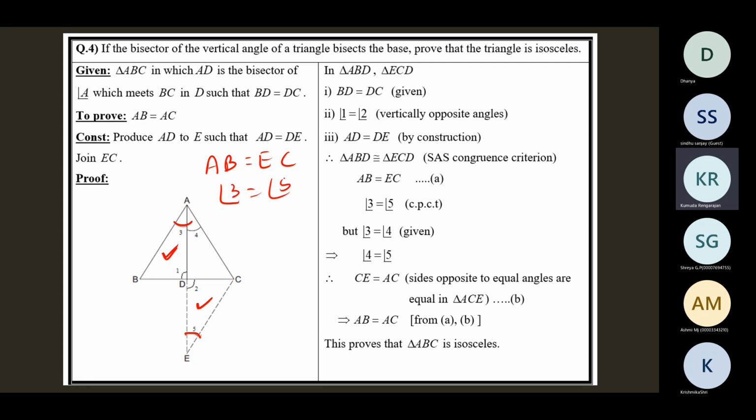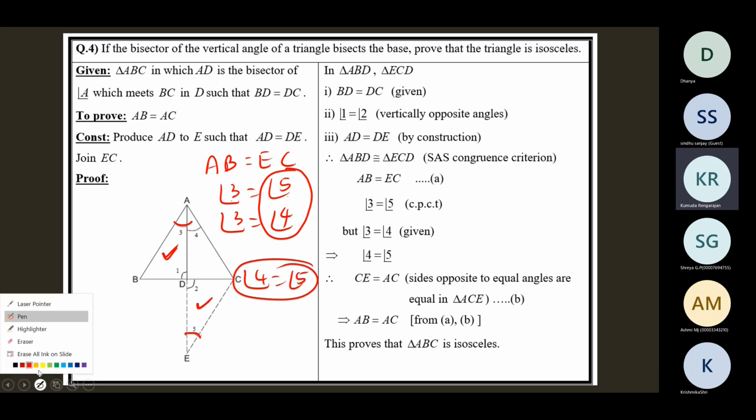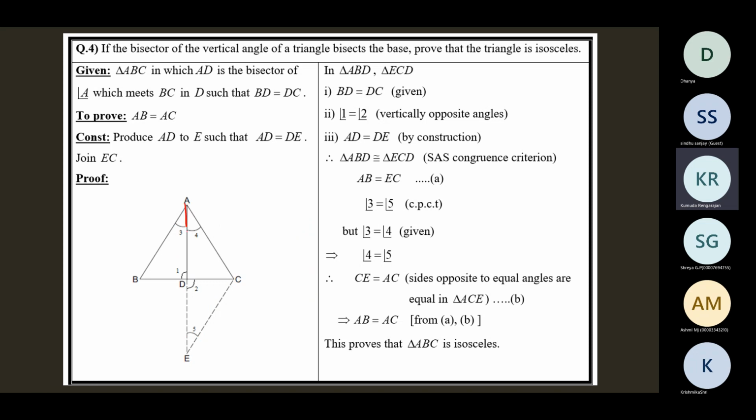Now we'll use this information. 3 is equal to 5, but 3 is equal to 4, given. Comparing these two, you have angle 4 is equal to angle 5. Now we'll use this information. Where are angles 4 and 5? 4 and 5 are in this triangle.